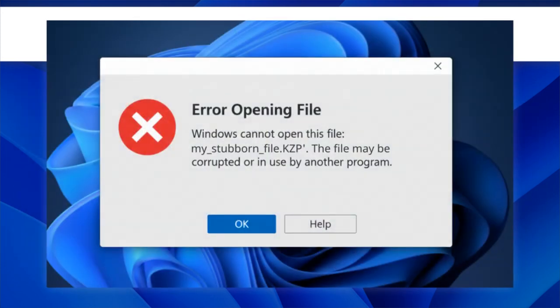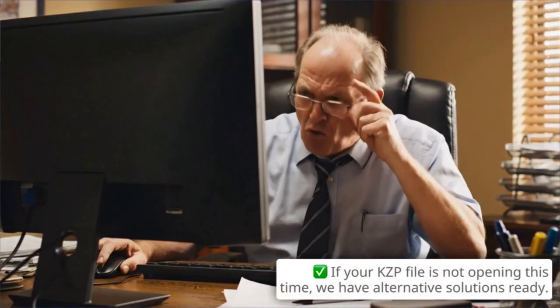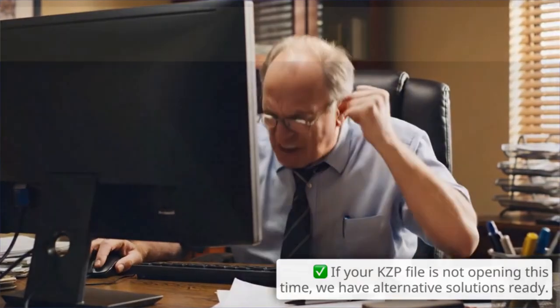If your KZP file is not opening yet, that is normal. The easy part is over. Now for the detailed inspection. Let's run through these 3 necessary troubleshooting checks right now.